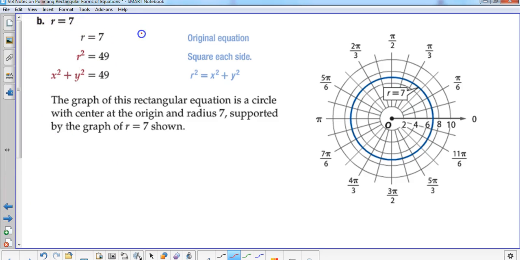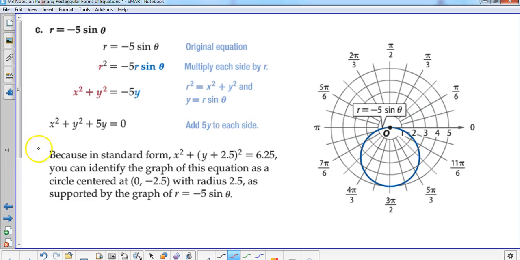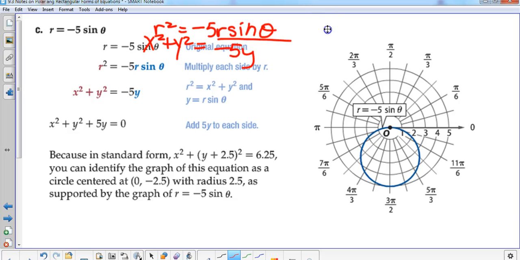If I square both sides, I get r squared equals 49, and r squared is x squared plus y squared, because it should just be a circle, right? And this one, watch. We're going to multiply an r onto both sides so that I have r squared equals negative 5r sine theta. What am I going to replace r squared with? X squared plus y squared. And over here, it's going to be negative 5y. So I would accept x squared plus y squared plus 5y equals 0.